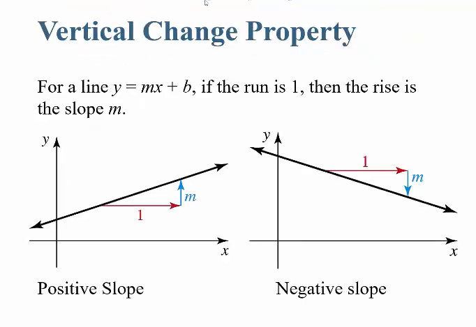All right, so if the run is 1, then the rise is m. So whenever you have some m here, you can just find another point. You'll see this in a second. You run 1, and then you rise m. If the slope is negative, you still run 1, but then you go down instead of rise, because the negative is telling you to negate it, do the opposite.